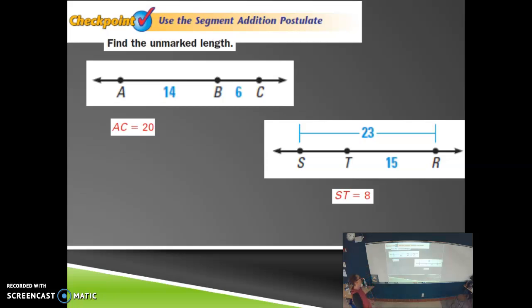We're going to skip over checkpoints just a little bit. We're going to talk about them, though. Looking at ABC, we know that AC is going to be the length of both pieces, so 14 plus 6 is 20. And looking over here at SR, we know SR is 23, TR is 15. So what do we need ST to be so that that whole distance will equal 15 plus X? ST will have to be 8. 15 plus 8 equals 23.